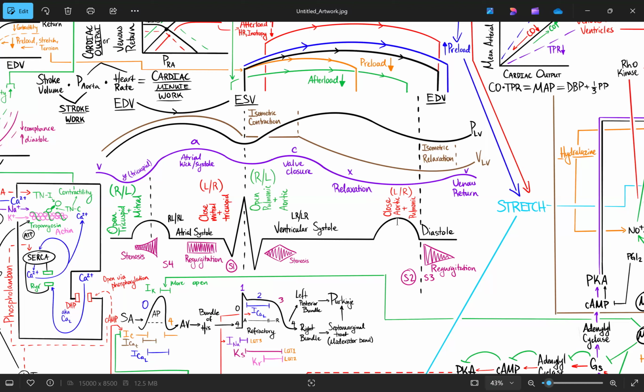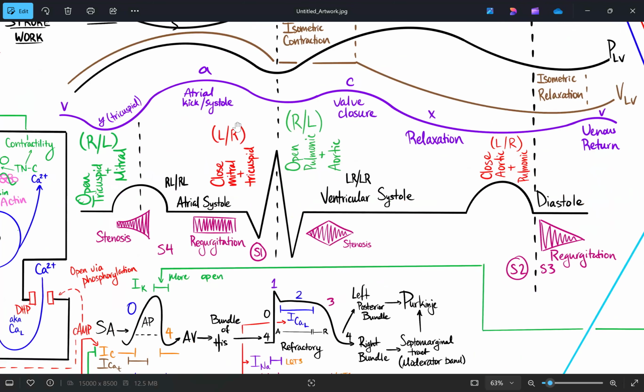Some other noteworthy things right below the EKG, with the valve opening and closing and during the systoles and diastoles, you'll see I drew different heart sounds in the magenta. Around your T wave time, right when you start your atrial systole, you'll have your stenosis, and it'll sound like an ascending crescendo. Since your valves are open, I believe it's the mitral valve that you are listening to for that stenosis.